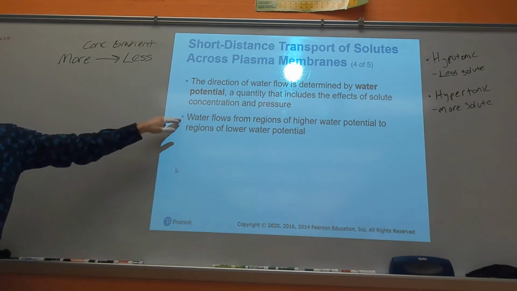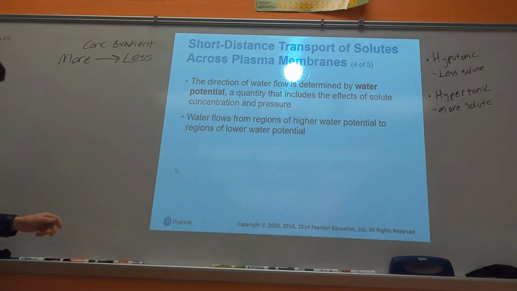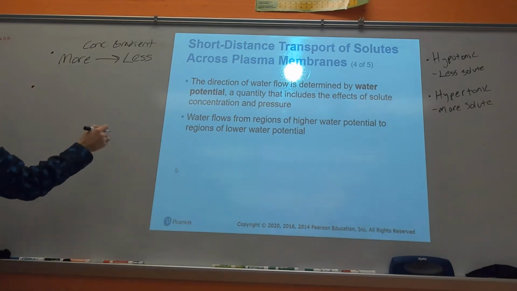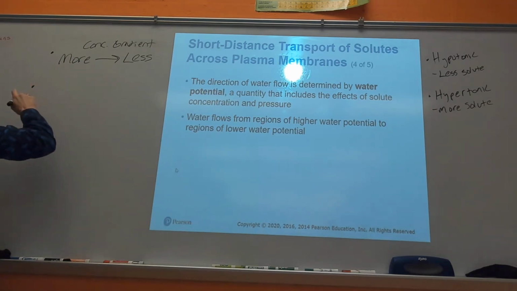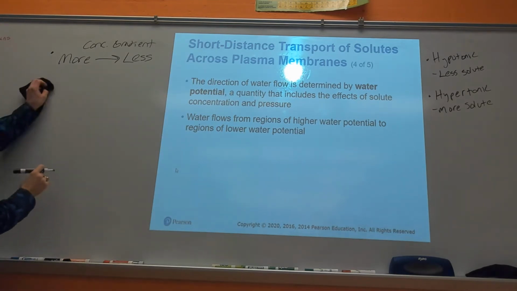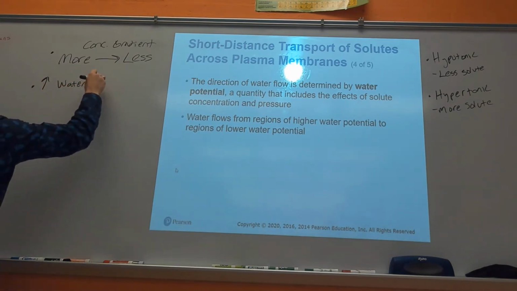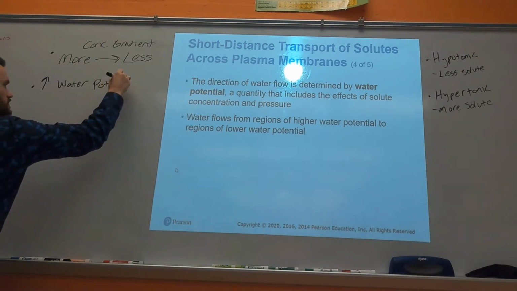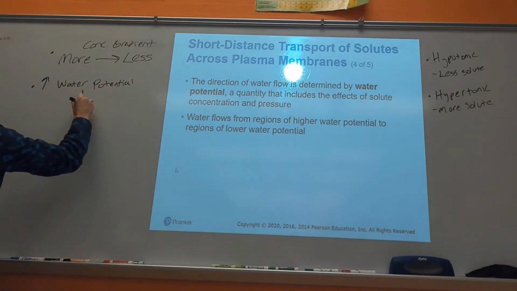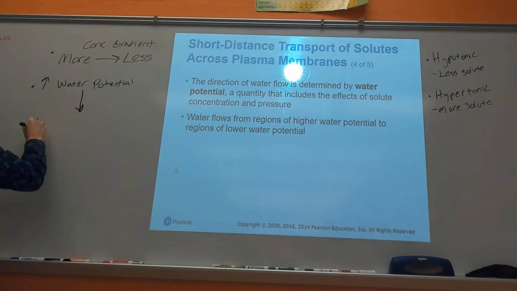And this is key. This second bullet point, you have to understand this. You've got to memorize this, otherwise you'll get lost with these problems. So you've got to memorize: water wants to go from high, let's do an arrow, high water potential. So water goes from high water potential down to low water potential.